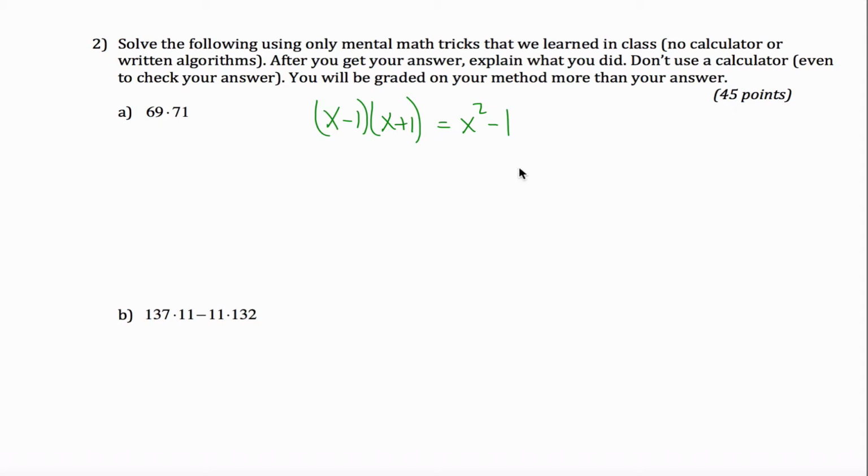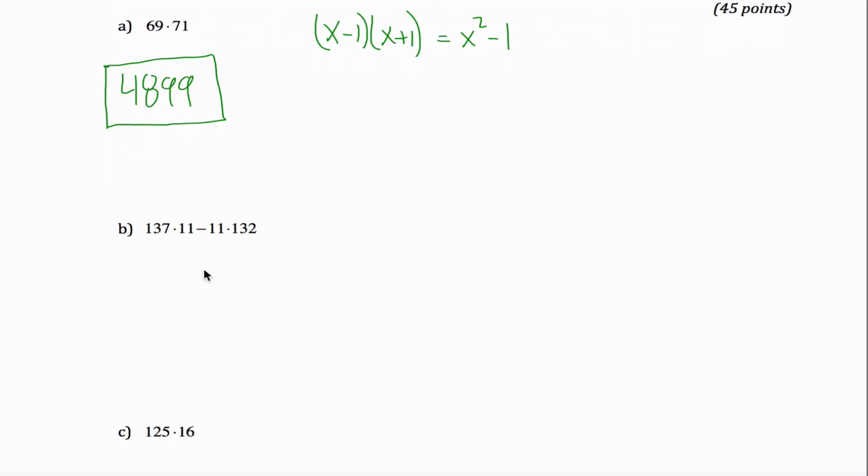If I were to FOIL those out algebraically, what I end up with is 1 less than the square of that nice round number. So what I'm saying is if I could square 70 and subtract 1 from it, I'd get my answer. Well, 70 squared, 7 squared is 49. So 70 squared would be 49 with 2 zeros after it. So if I get 1 less than that, I'd end up with this. All right, how about this one?